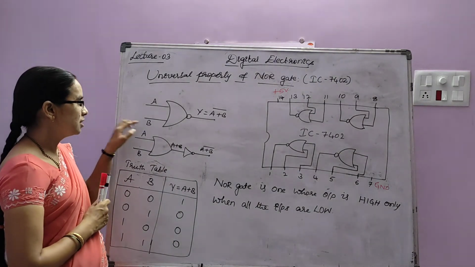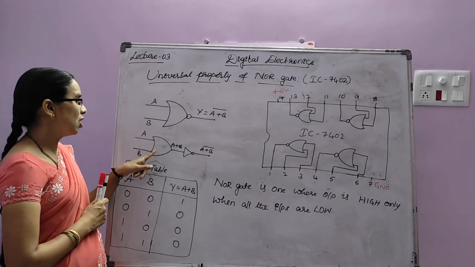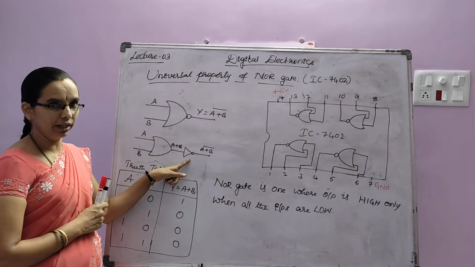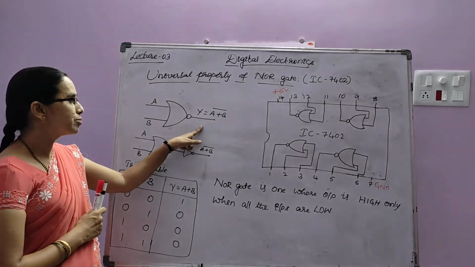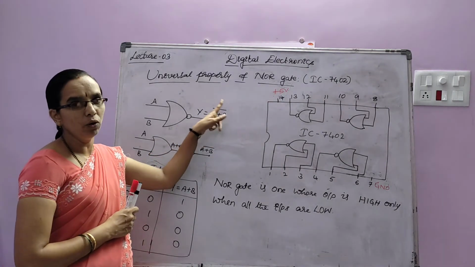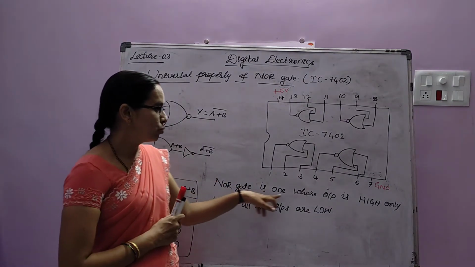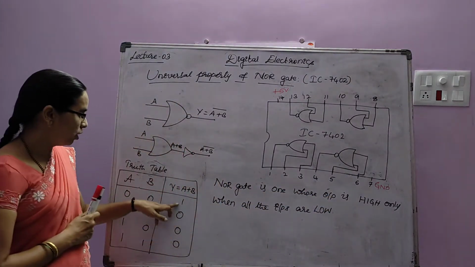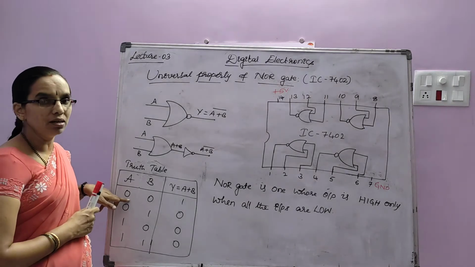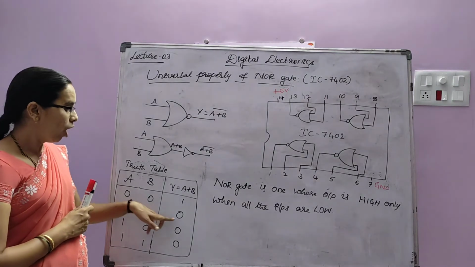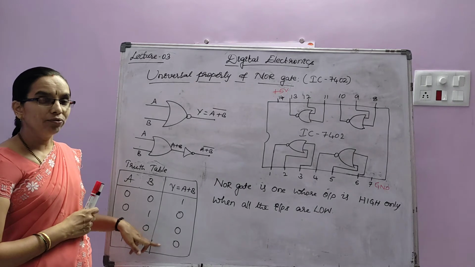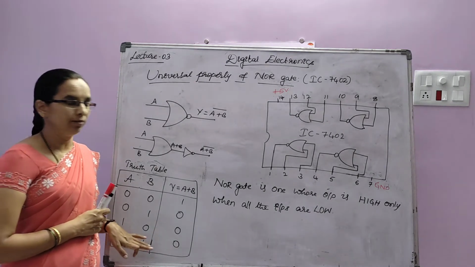NOR gate symbol will be like this. It is an OR gate followed by a NOT gate. And the output expression for NOR gate is (A or B) whole bar. The NOR gate is one whose output is high only when all the inputs are 0, and output will be 0 if any one of the inputs is high.